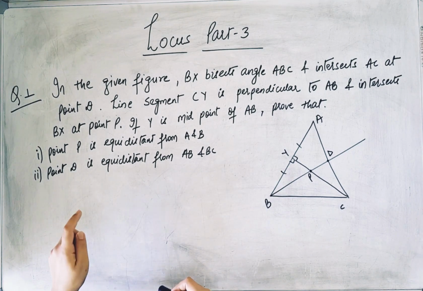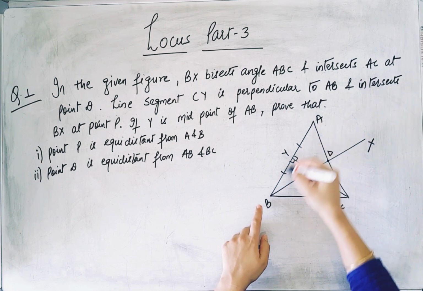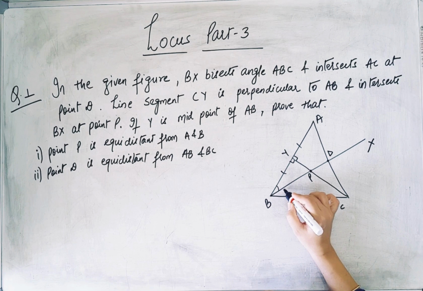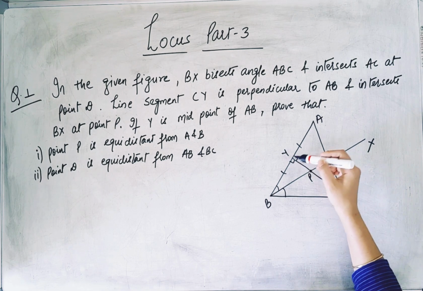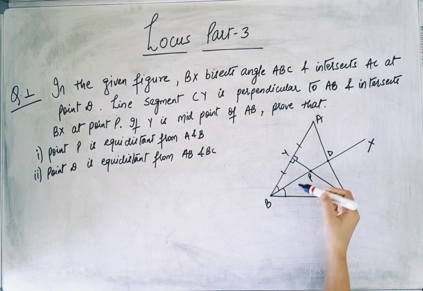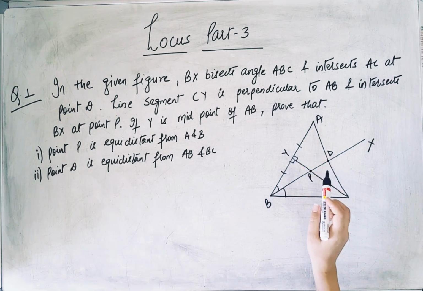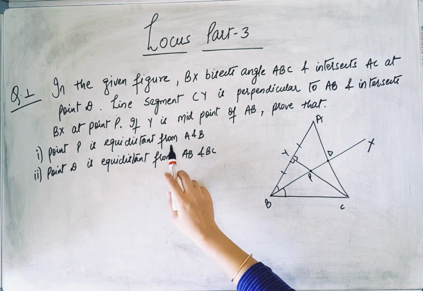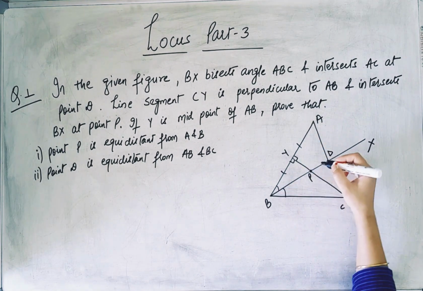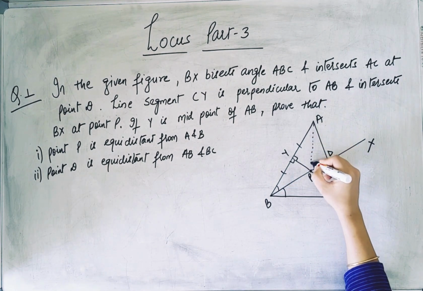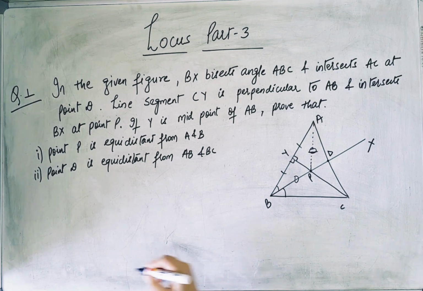Now see, what is given to us? This BX bisects angle ABC. It bisects angle ABC, that means this angle and this angle are equal. It intersects AC at D. Line segment CY is perpendicular, that means this is 90 degrees, and intersects BX at P. Y is the midpoint, that means AY and BY are equal. Now what we have to prove? P is equidistant from A and B. That means we'll join it. So we have to prove PA is equal to PB.